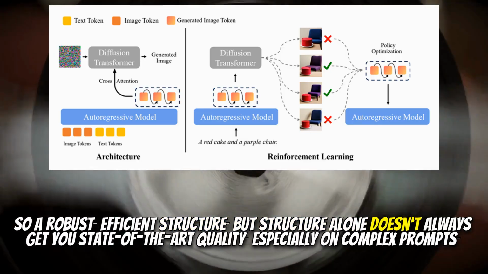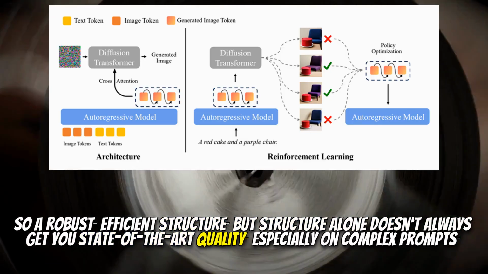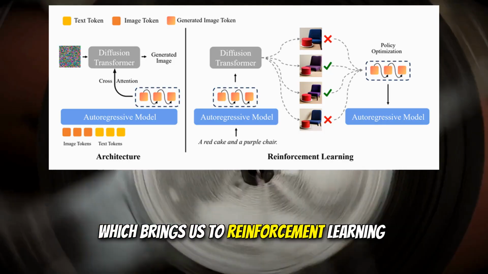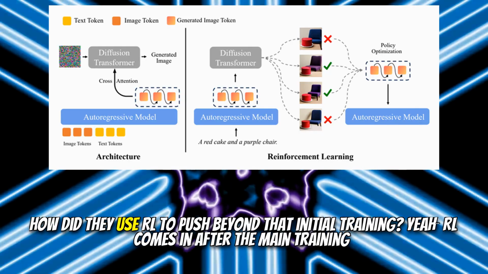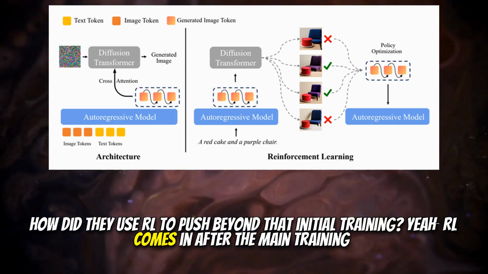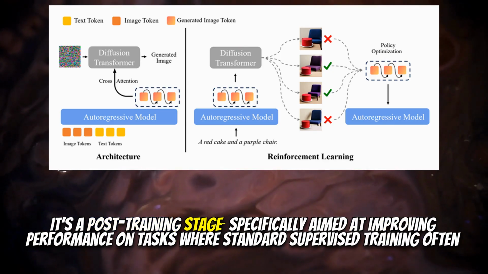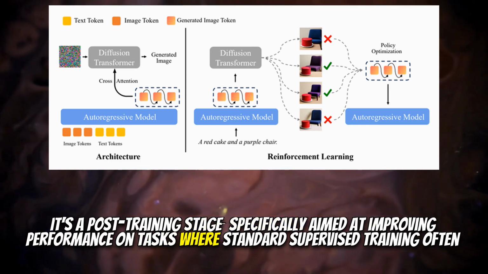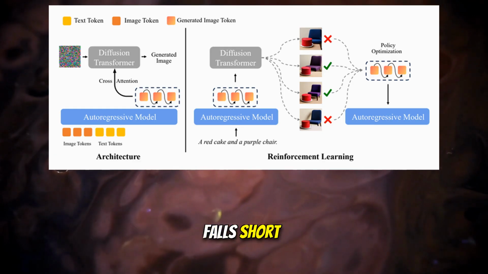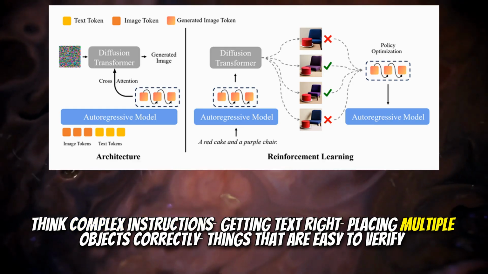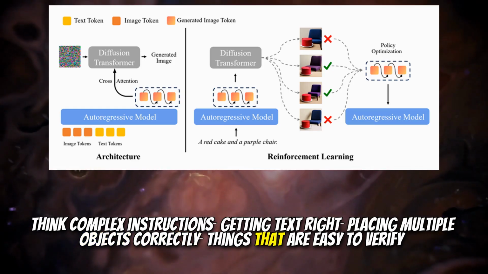But structure alone doesn't always get you state-of-the-art quality, especially on complex prompts. Which brings us to reinforcement learning. How did they use RL to push beyond that initial training? Yeah, RL comes in after the main training. It's a post-training stage, specifically aimed at improving performance on tasks where standard supervised training often falls short. Think complex instructions, getting text right, placing multiple objects correctly, things that are easy to verify.